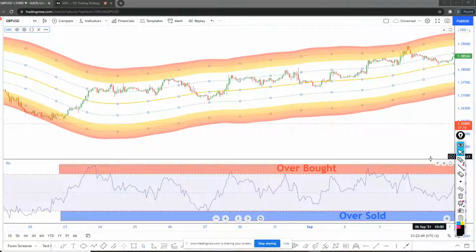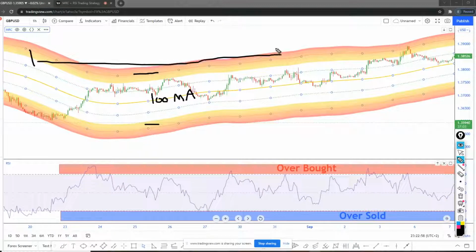So basically, this is the 100 moving average. And this up and down, they study 200 periods, 200 candles, and they get the readings for the deviation from this according to the MRC support resistance study. Then they give you this upper and lower area.